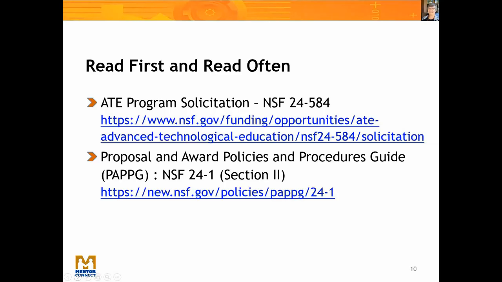The current version of the PAPG is 24-1. While the PAPG covers everything you need to know to submit and manage a proposal at any division of the National Science Foundation, it also includes other information. I don't recommend that you print it out. It would take up probably 2 or 3 toner cartridges. Instead, refer to what you need to. And do know, though, that the ATE solicitation is the one that's really critical to ensure that you meet all the requirements specific to the ATE program.